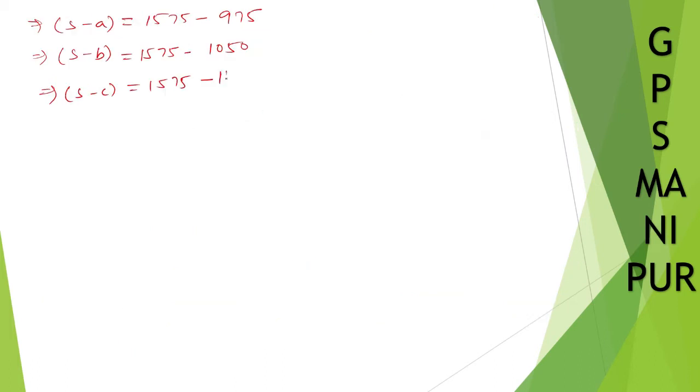So 1575 minus 975, it will be 600. 1575 minus 1050, 75 minus 50 is 25, 15 minus 10 is 5, so it will be 525. And 1575 minus 1125, 75 minus 25 is 50, and 15 minus 11 is 4, so it is 450. All these are in meters.